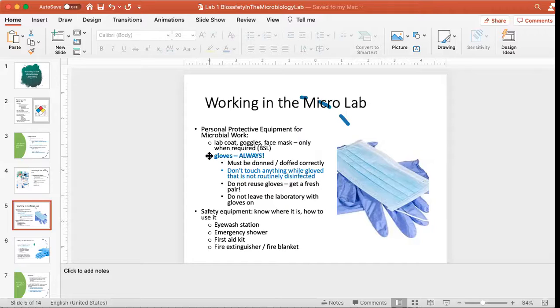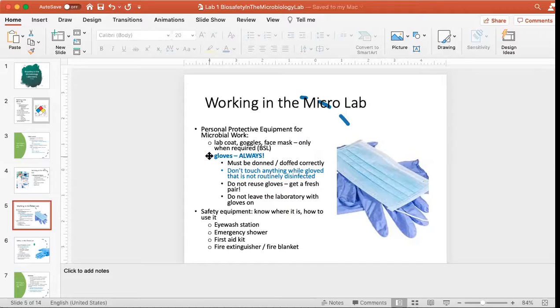It doesn't matter if you're working in a microbiology laboratory, or if you're working in a diagnostic laboratory, or if you're working in a pathology laboratory or a research laboratory. If you're handling chemicals or you're handling microbes, you're going to have gloves on. If you're handling patients, you're going to have gloves on.